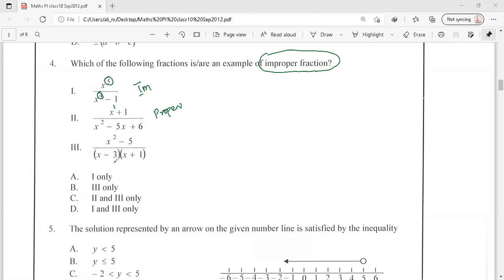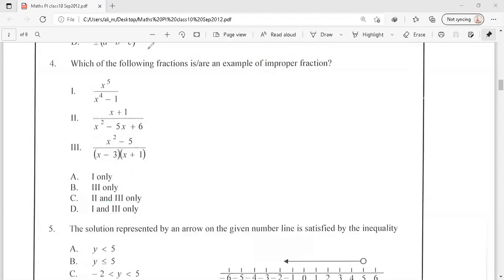While in option 3, we have degree 2, and if we multiply these two linear factors, we will get a polynomial of degree 2. So the numerator and denominator, their degrees are the same. It means this is also an improper fraction. So 1 and 3 are improper fractions in this question. Option B would be the right answer.